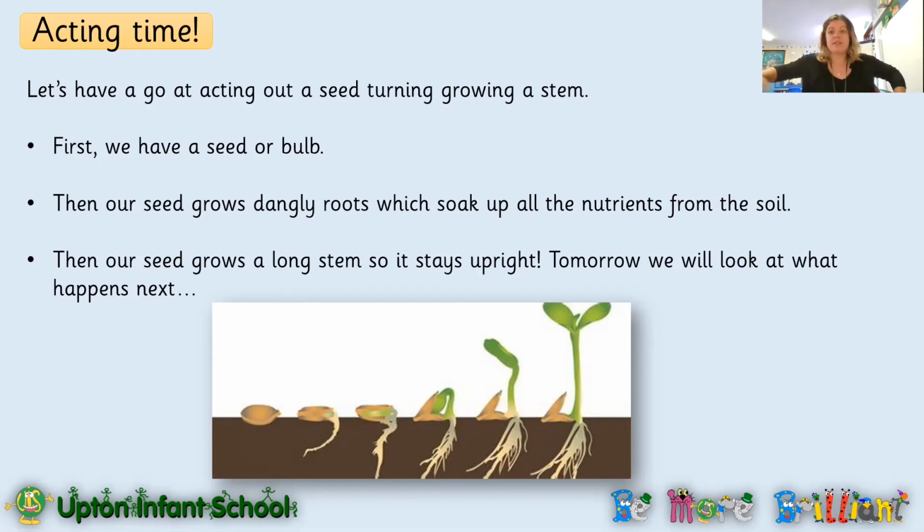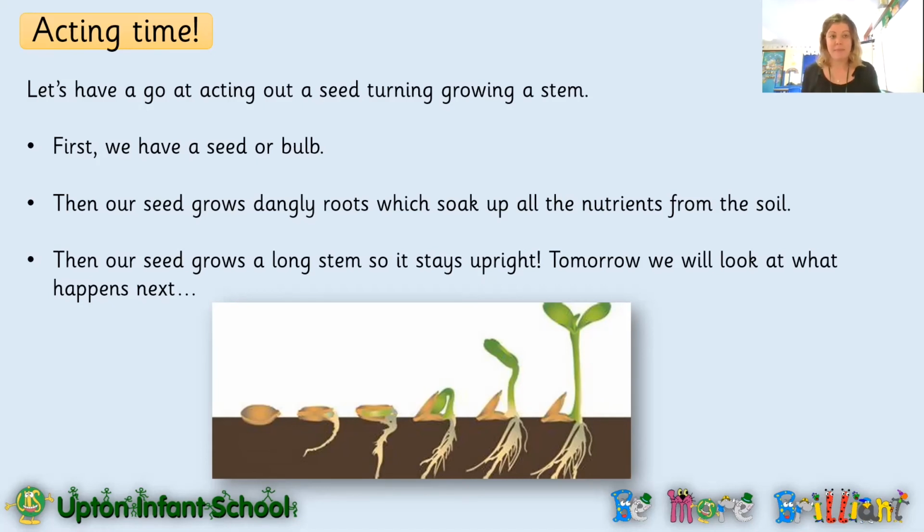Then our seed grows dangly roots, which soak up all the nutrients from the soil. So these are my roots. I'm soaking up all the nutrients. Once I've done that, I'm going to grow a long stem that stays upright. And then after that, I'll grow leaves and petals, and I'll turn into a plant.